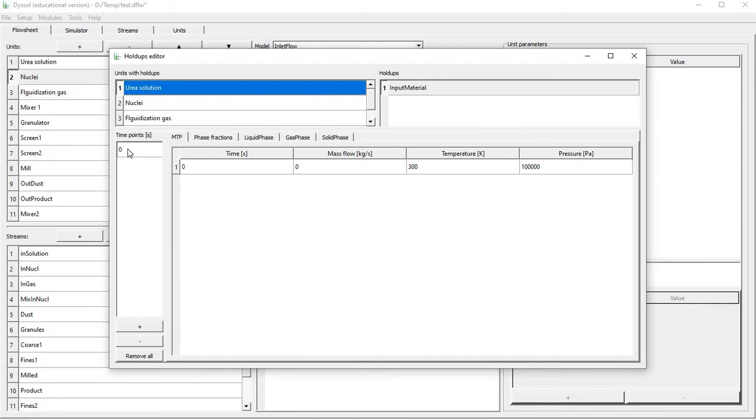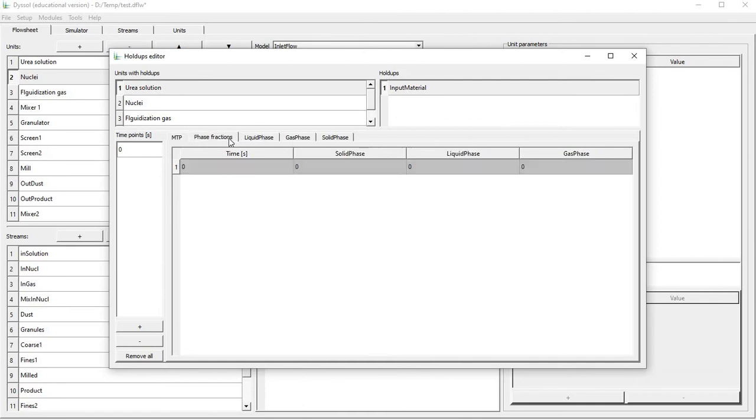What we will do, we add one time point 0, and it's necessary to define the mass flow. The mass flow for this stream will be 0.35 kilogram per second. Next stage, it's necessary to define phase fraction. This urea solution consists of 80% of solid and 20% of a liquid.